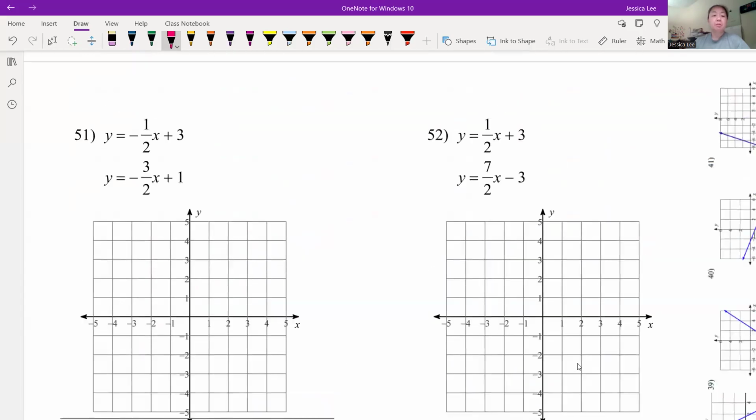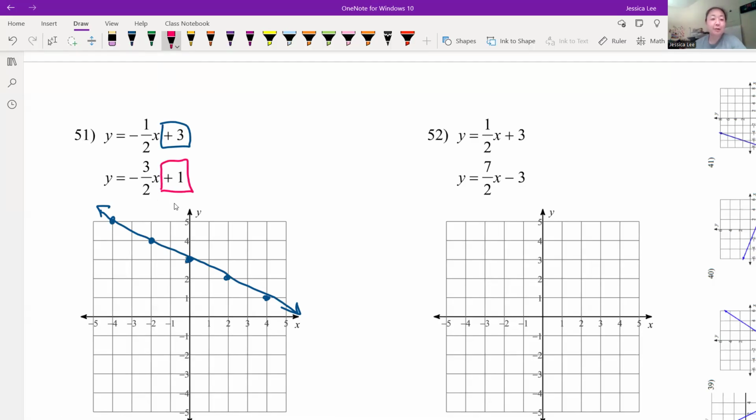51. Ooh, 51, we have, so with the blue, and again, this is +3, so we're going to go up to 3 right here. And we have a slope of -1/2. So we're going to go up 1 and then to the left 2. Right? That means that we are going to be decreasing because it's a negative slope. And then we're going to go with our 5.